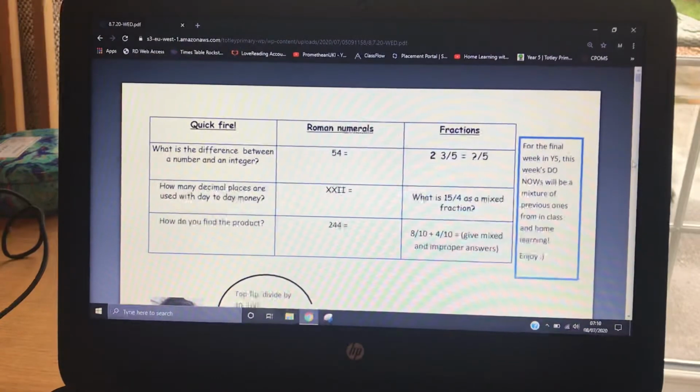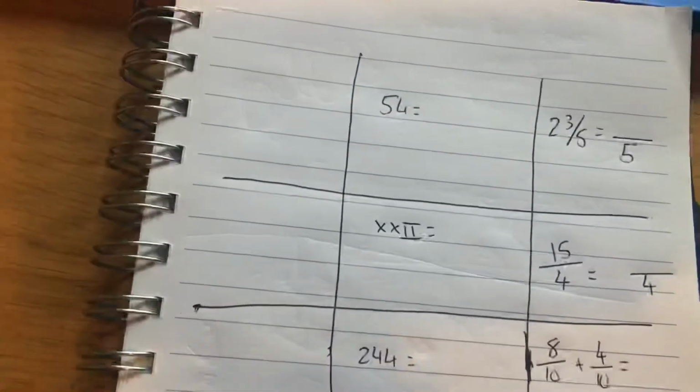Remember, it's one from any point in Year 5. I think this is probably a home learning one, and it should be quite a straightforward one for everybody. The first one: what's the difference between a number and an integer? Well, a number is, like, 19. An integer is the digit, the number within it.